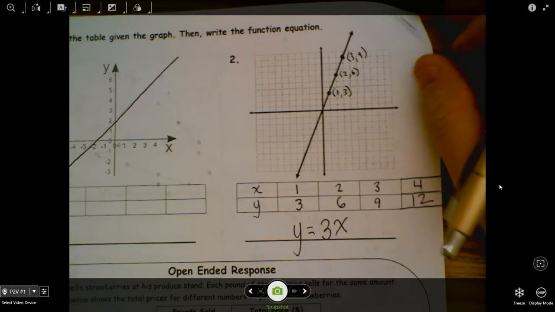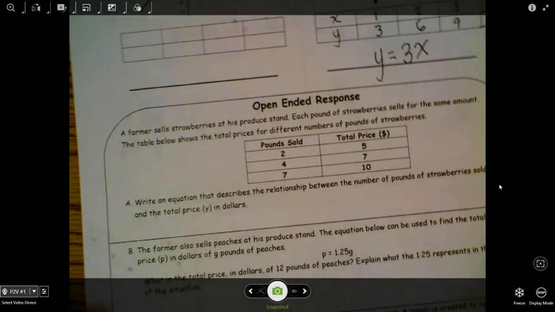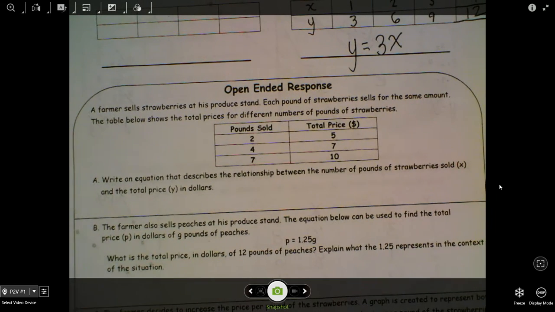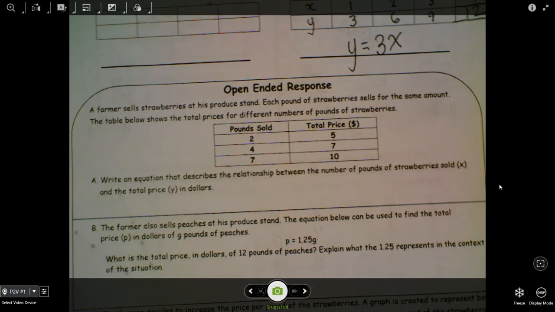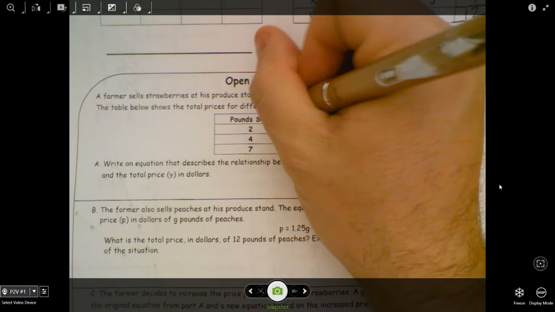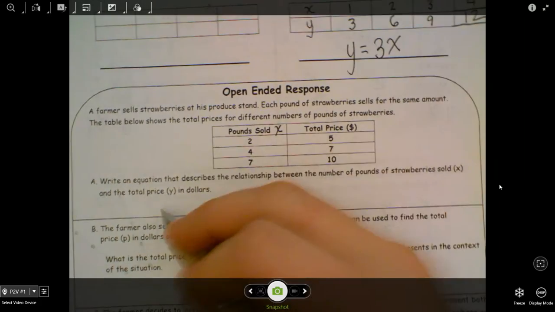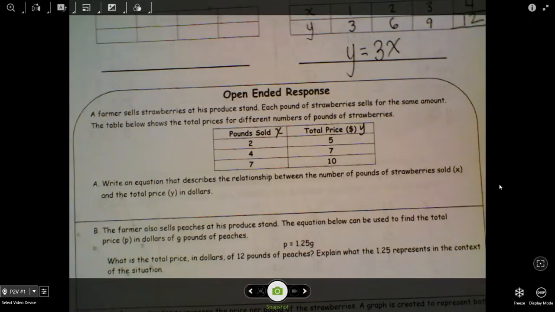We're going to end with an open-ended response question, something you might see on like a PSSA. A farmer sells strawberries at his produce stand. Each pound of strawberries sells for the same amount. The table below shows the total price for the different number of pounds of strawberries. Write the rule or the equation that describes the relationship between the number of pounds of strawberries sold, which is your x, so you can even label it, this is your x, and the total price in dollars, y.